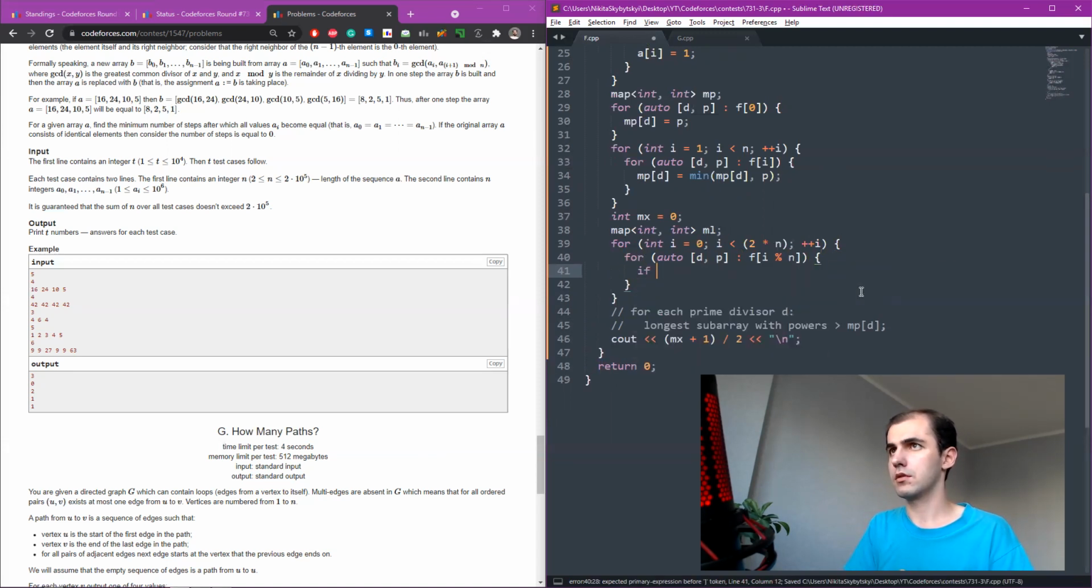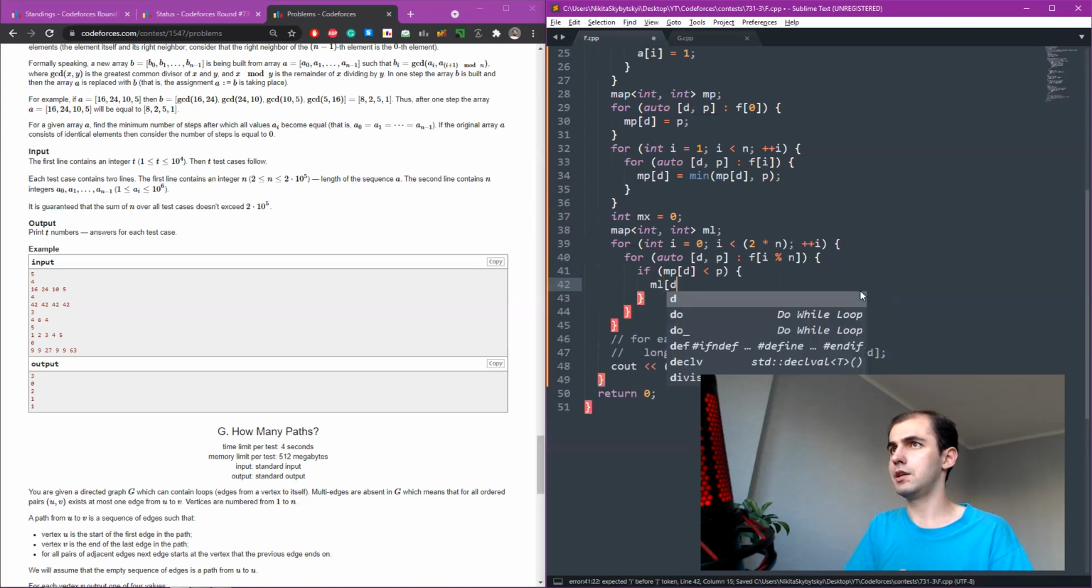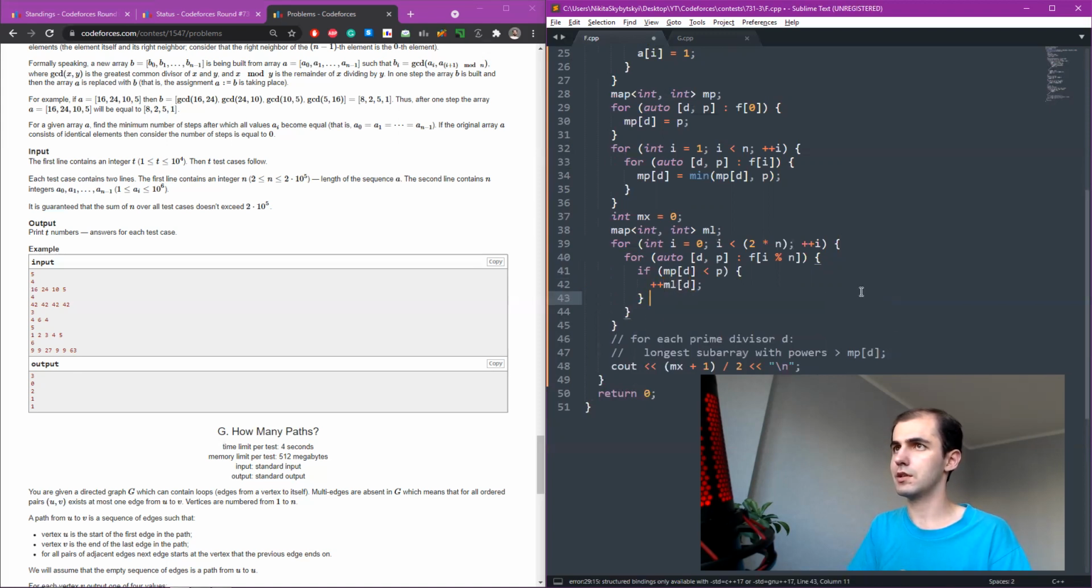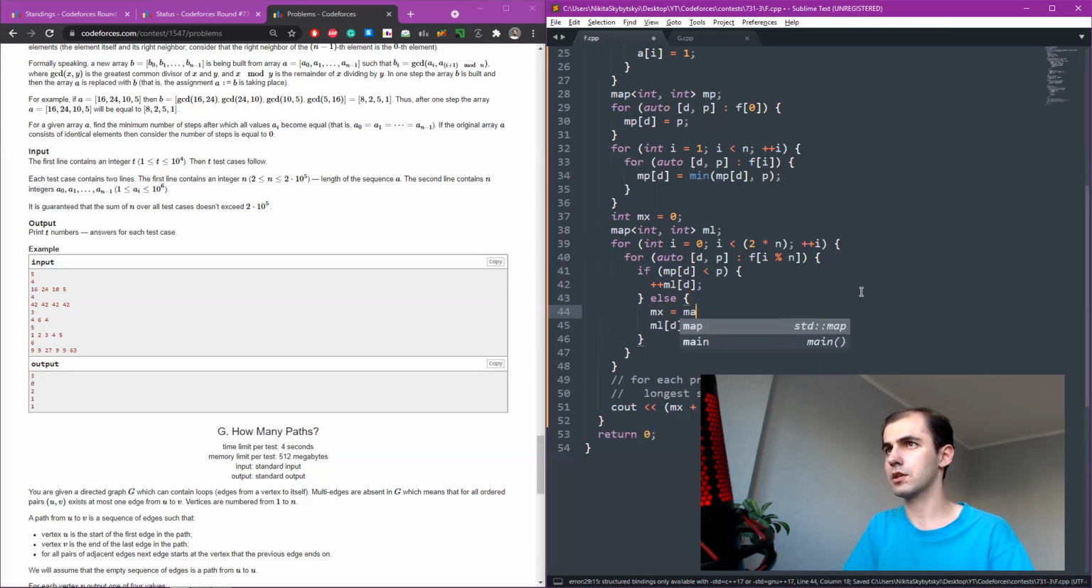if MPD is less than P, ML at D gets incremented by 1. Else, ML at D should get 0 and MX should get the maximum of MLD and MX.